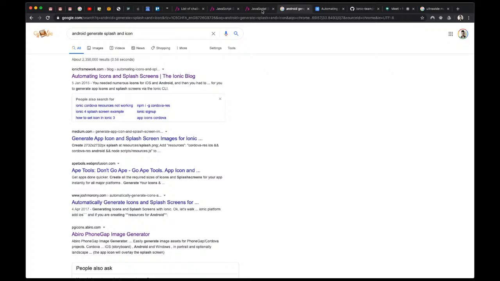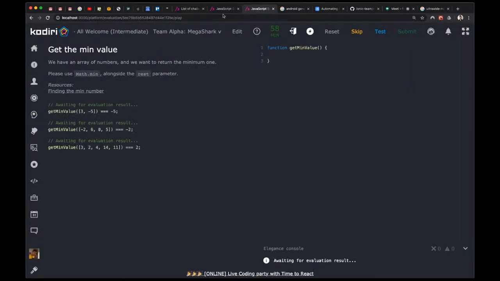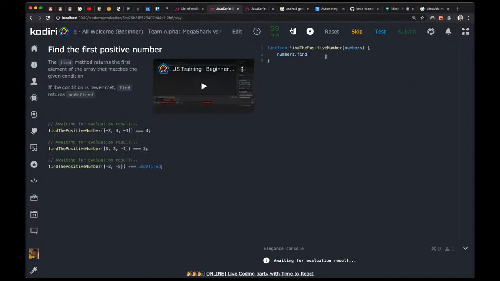Cool. So here we go. So numbers dot find, and I got number. And then if I want to return a positive one, can anyone tell me what else do I need to write here on the right hand side? That's correct. That's a really good point, Lauren.